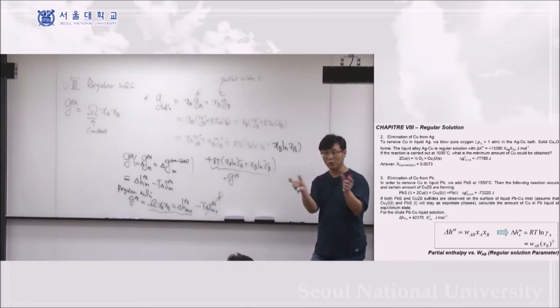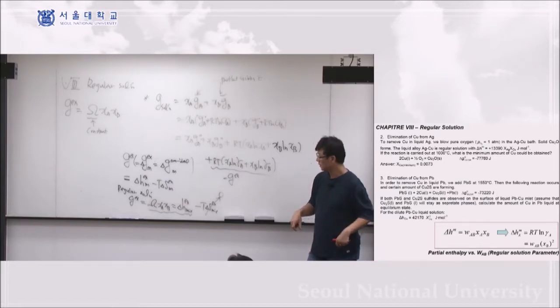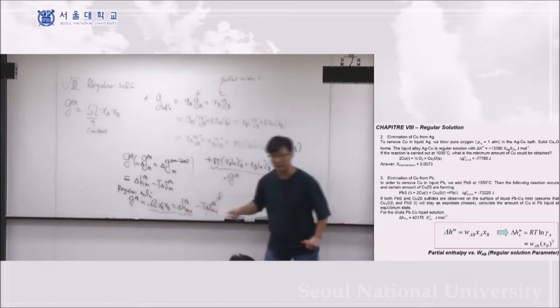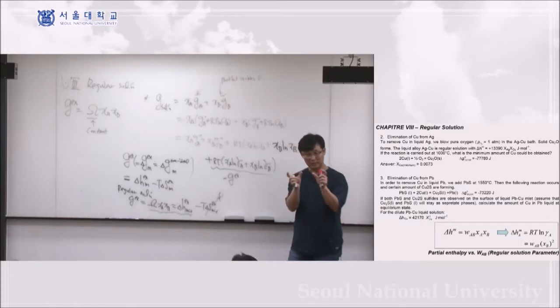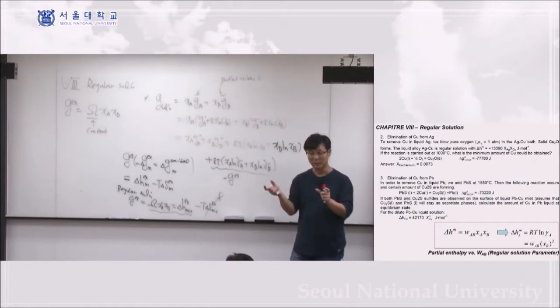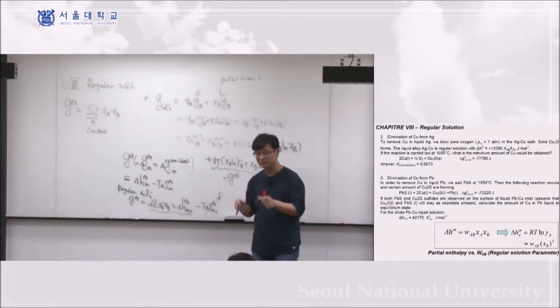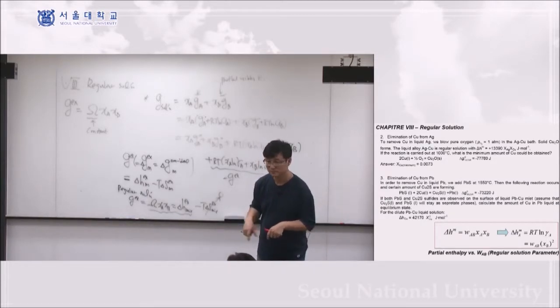We assume that there's no interaction between the species, no energy difference between the species. But when you go to the regular solution, the regular solution parameter is directly related to the enthalpy of mixing. Or we can say it's the excess enthalpy of mixing, or the total enthalpy of mixing, because the ideal enthalpy of mixing is 0 anyway. Understand?